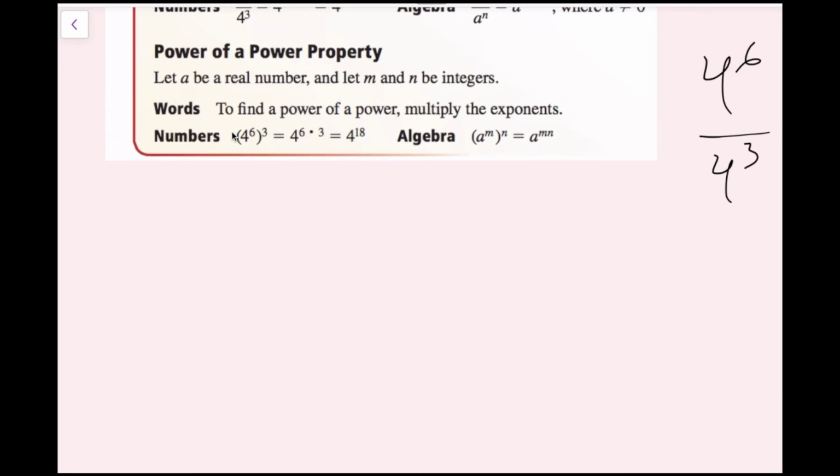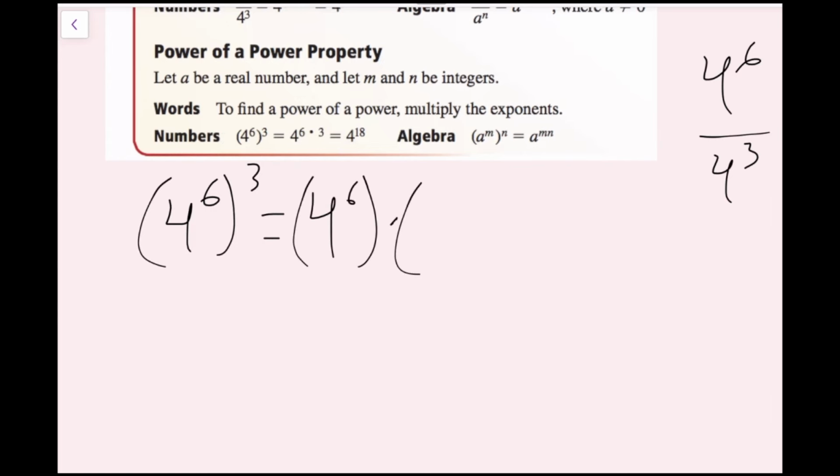So I'll use this example. 4 to the 6th power to the 3rd power. Well, this is the same thing as 4 to the 6th times 4 to the 6th times 4 to the 6th.